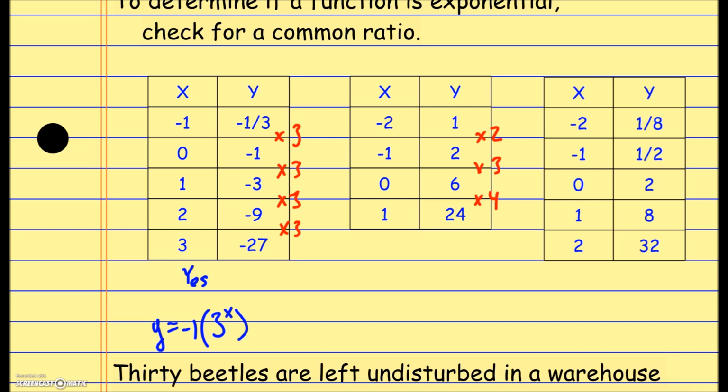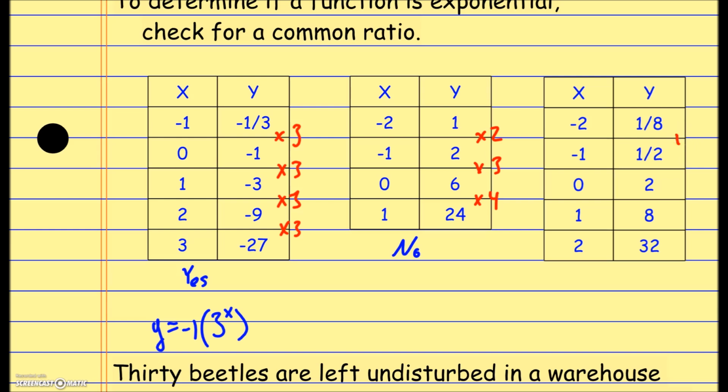It's not a common ratio, so that means this one is not an exponential function, okay? It's something else entirely, and probably something that we don't have the knowledge to write the equation of quite yet, okay? If I look at the next one again, am I multiplying by the same thing each time?